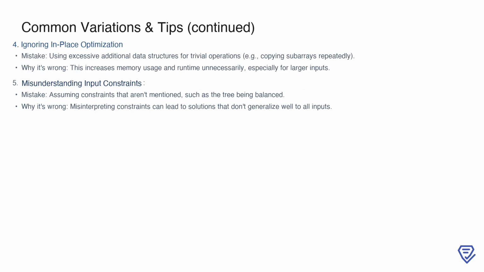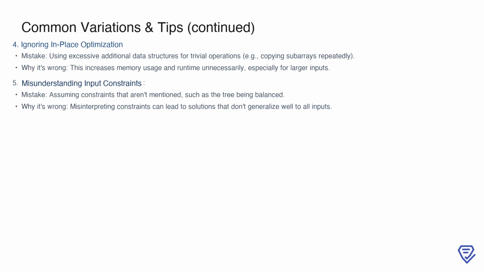Another mistake to avoid is ignoring opportunities for in-place optimization. Using excessive additional data structures, like repeatedly copying subarrays, can significantly increase memory usage and runtime. This is especially problematic for larger inputs where efficiency is critical. You should aim to reduce unnecessary overhead wherever possible in your implementation.